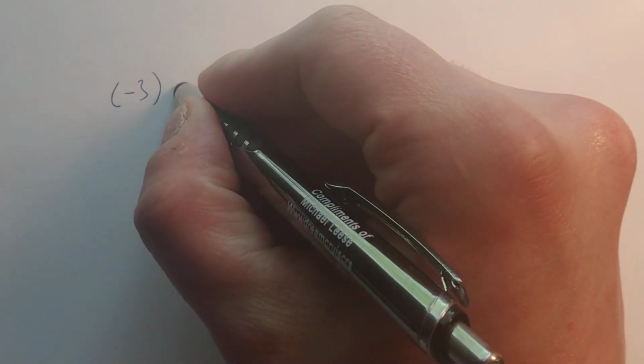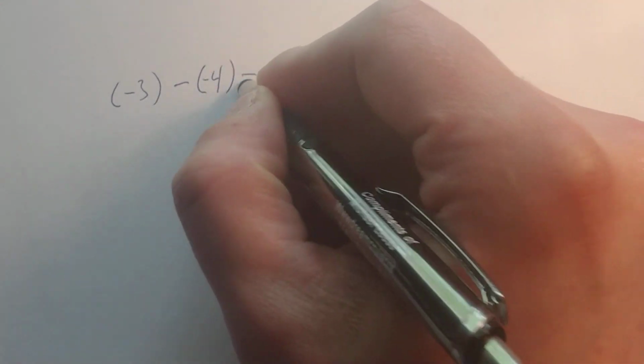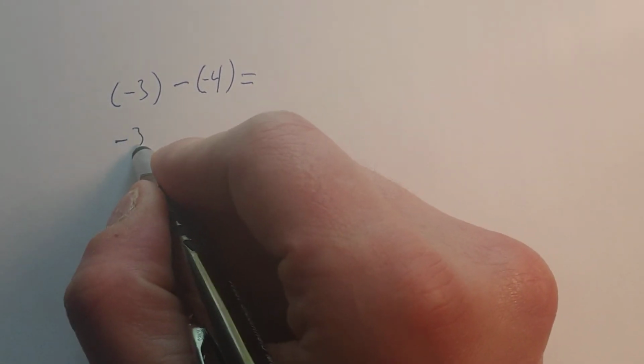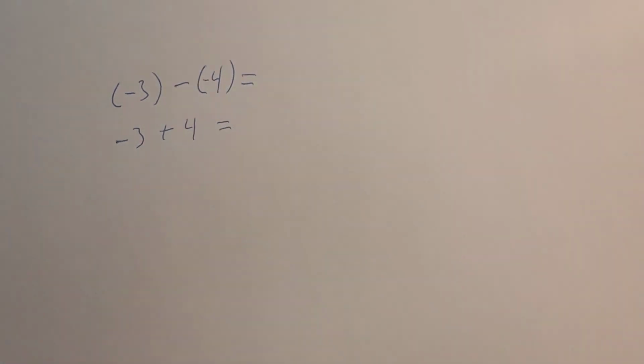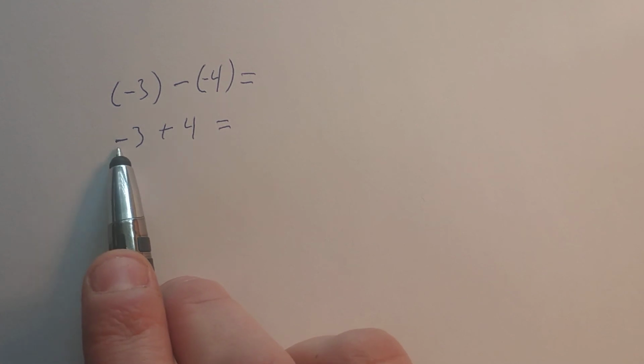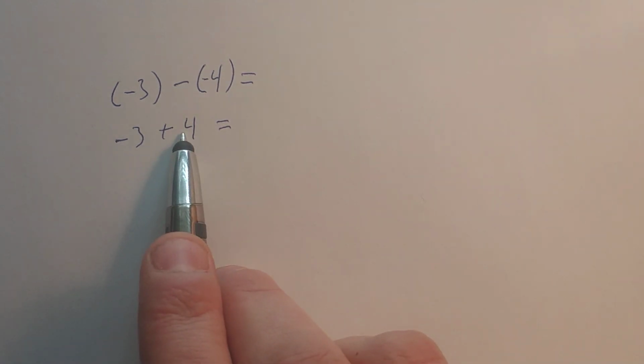So if I have something like -3, let me zoom in a little bit. If I have something like -3 minus a -4. So remember, we were adding the opposite. So we're going -3 plus 4, like that. Okay? Now when we add the opposite, one's negative, one's positive.